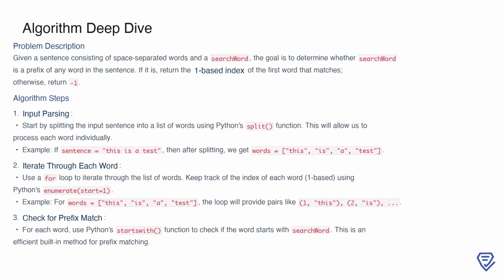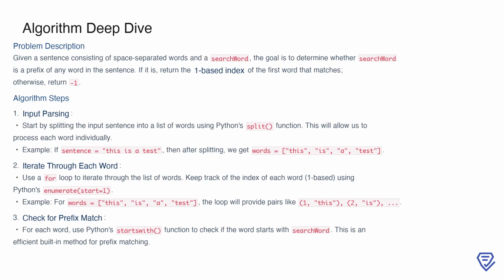To solve this problem, we start by understanding the task. Given a sentence consisting of space-separated words and a search word, we need to determine if the search word is a prefix of any word in the sentence. If we find a match, we return the 1-based index of the first matching word. Otherwise, we return -1. First, we parse the input sentence by splitting it into a list of words using Python's split function. This gives us an array of individual words to process.